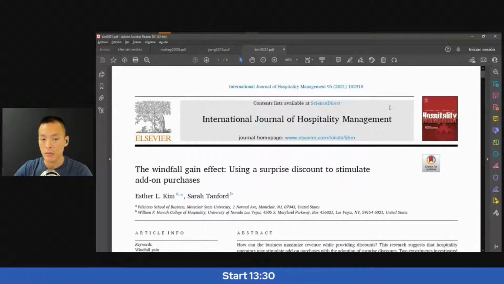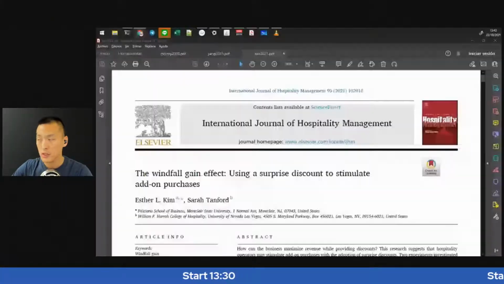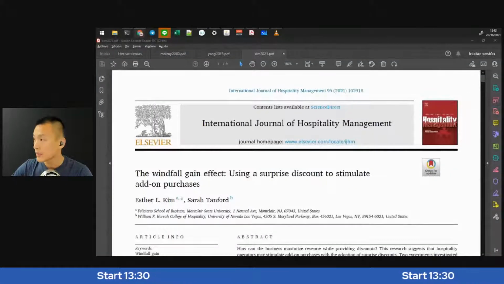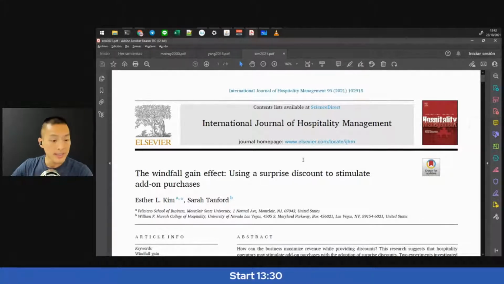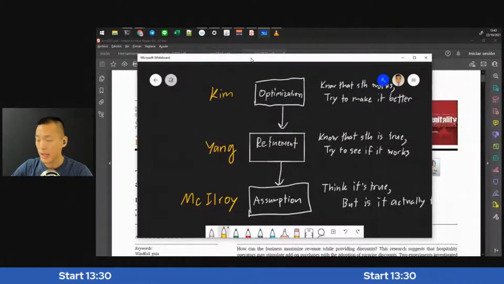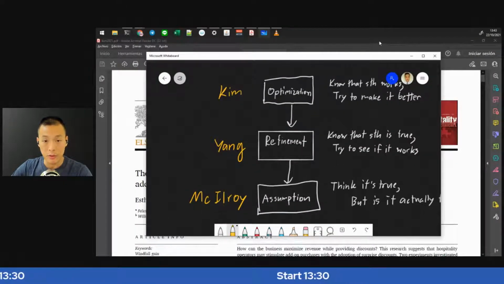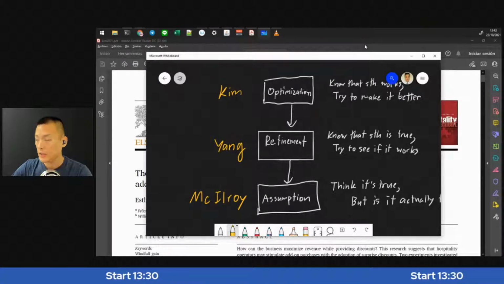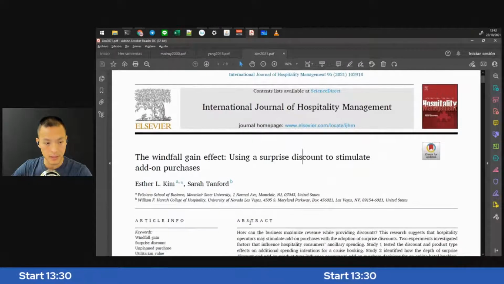Actually, let me reshare the screen so that I can share the entire screen and don't have to switch windows too often. All right, so this is Kim's paper. And again, Kim's paper is at the top of the ladder. It's at the optimization level. It takes something that is known to work and tries to make it better.